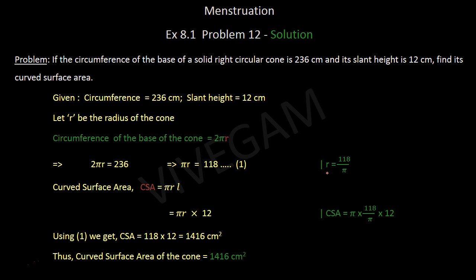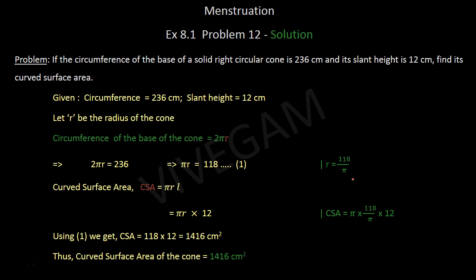Then what you have to do is, you know 2 pi r equal to 236, so r will be equal to 236 divided by 2 pi. The 2 will cancel in 236, it will become 118 by pi. So you can keep it this way also. Next, CSA is pi r L. So CSA is pi, in the radius given as 118 by pi, into the L which is 12. Here also we are not substituting pi as 22 by 7, we are keeping pi as it is because pi gets cancelled. So this pi and pi would get cancelled, so 118 into 12 will give us 1416.